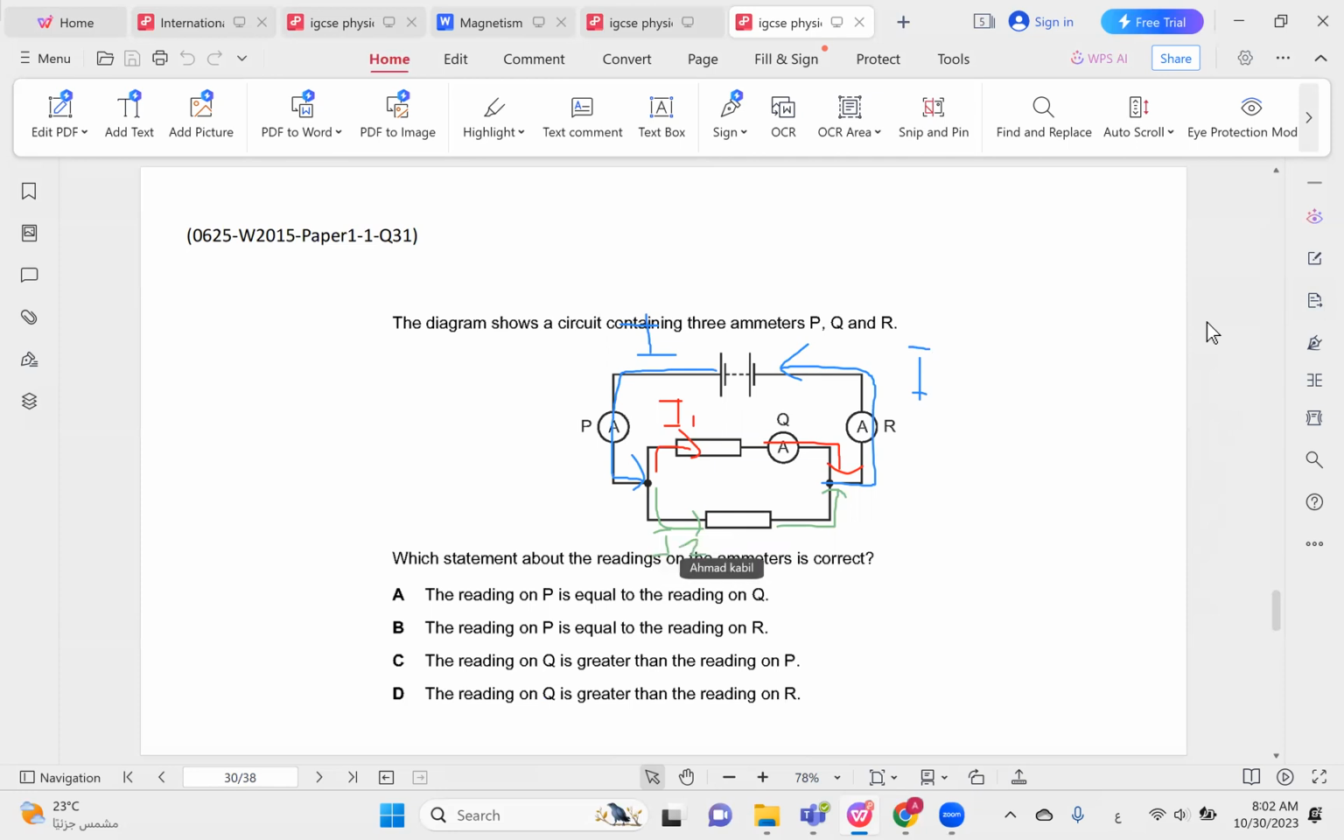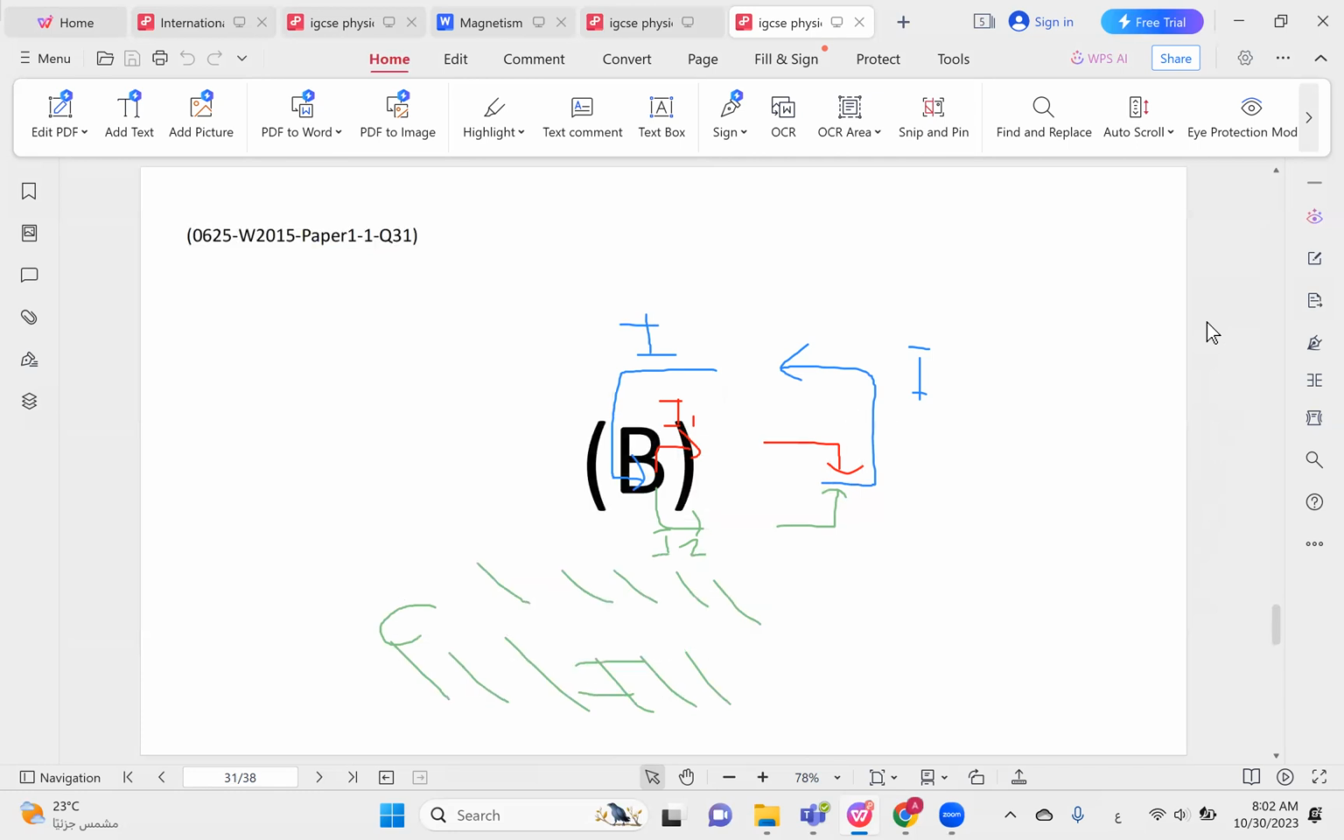So we know that the current passing through Q must be less than P and R because the red current is only a component of the main current in blue. So Q is less than anything. So here C and D tell us Q is greater. So Q is definitely not greater. So these are out. And P is equal to Q, this is also out. The correct choice here would be the reading on P is equal to the reading on R, because P and R are both blue currents, which are the main current coming from the battery. So B would be the correct choice here.